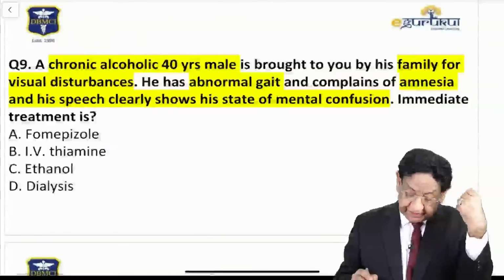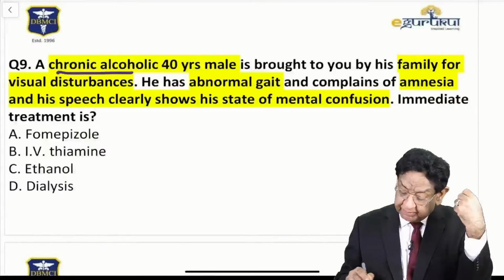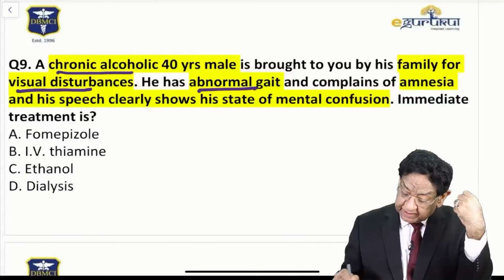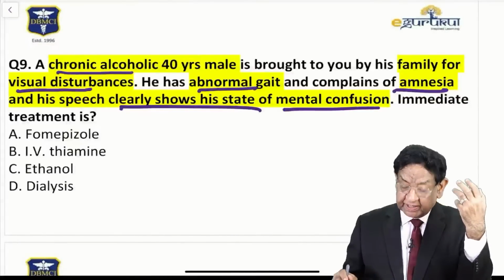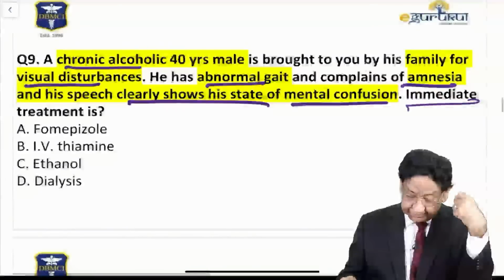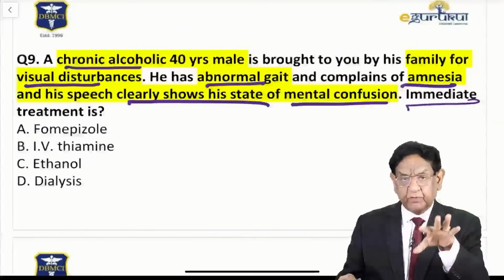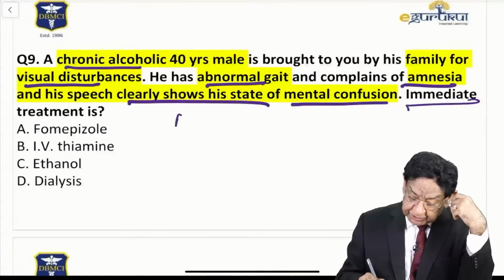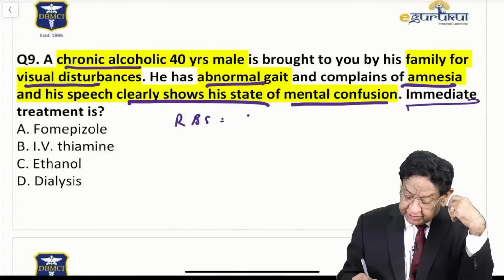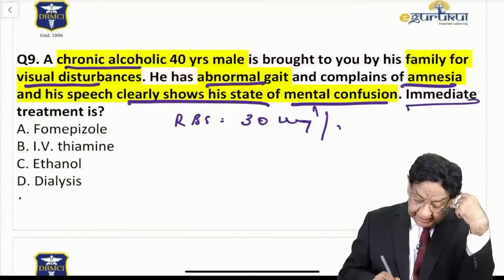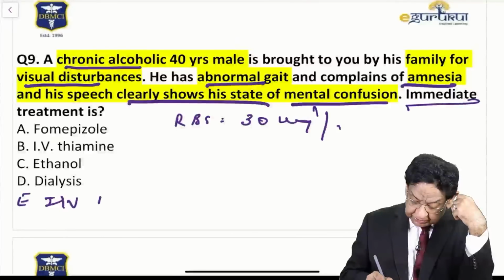Well, again, yellow color is the highlight mark. A chronic alcoholic, 40-year-old male, is brought to you for visual disturbance. Gait is abnormal. He also has amnesia and is confused. What immediate treatment is being talked about? Before I discuss this question, let me add one more thing. This patient has come to you with a blood sugar of just 30 mg%. So I add here one more thing, IV dextrose.